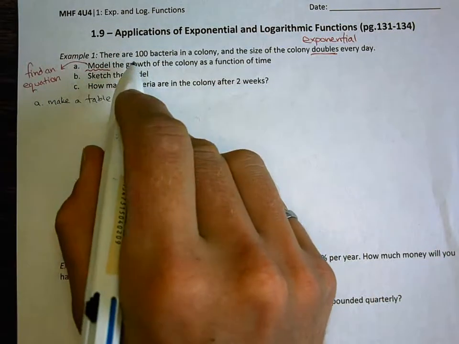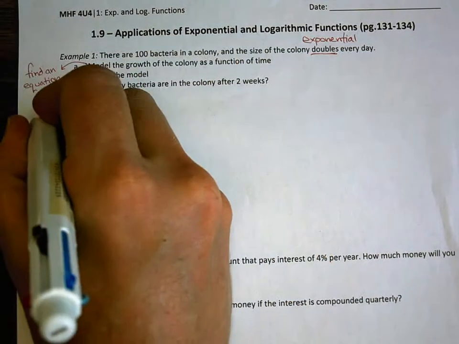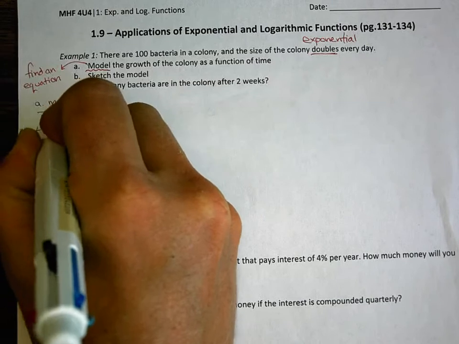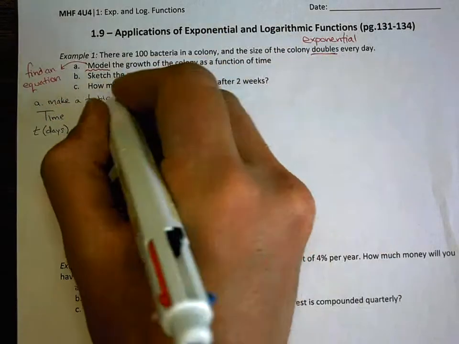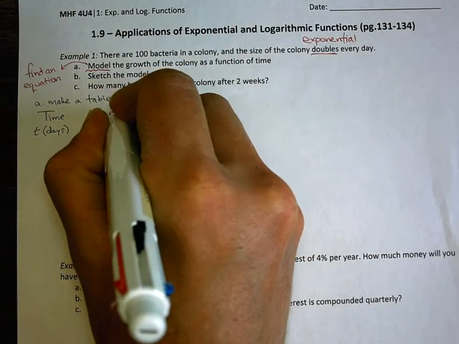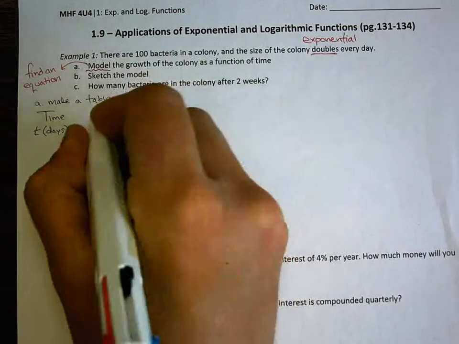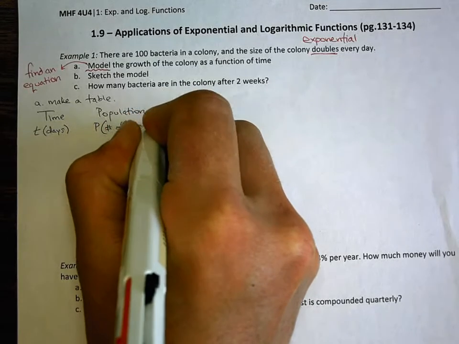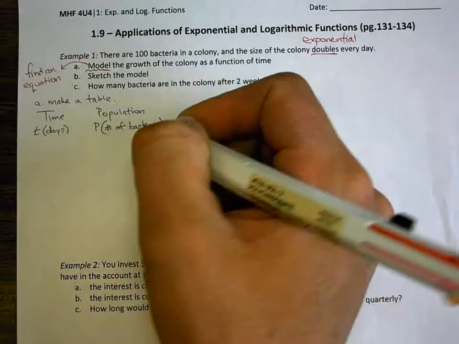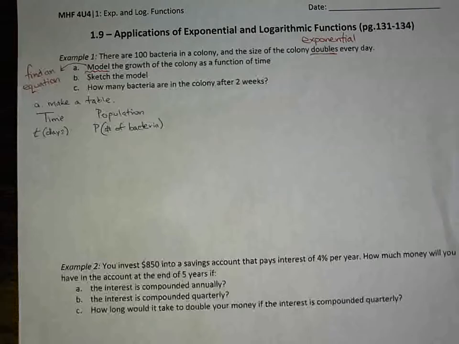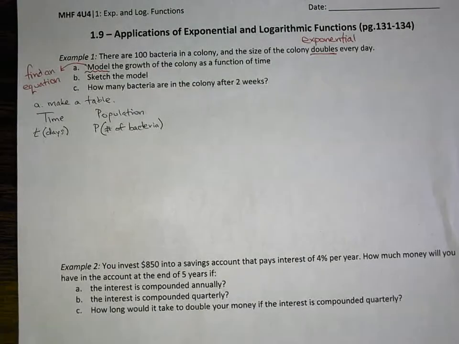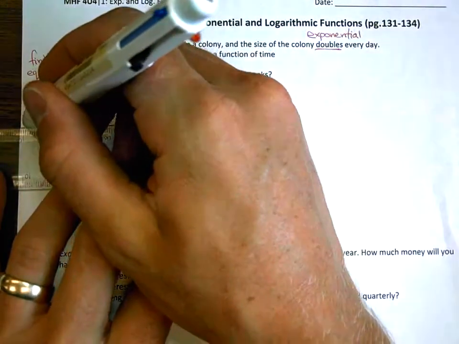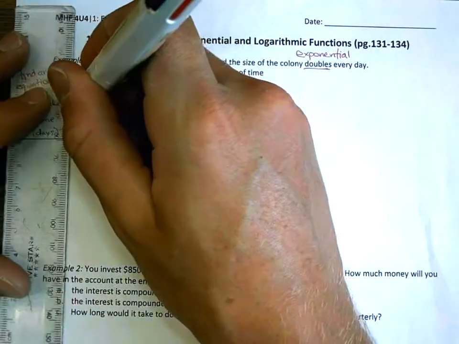So we have, as a function of time, time is kind of my x-axis. I'll call it t, and it's measured in days. And then I have population. We'll call it p, and that's the number of bacteria. Let me get a ruler here. Make a nice table for you. So we have x and y, or t and p in this case.